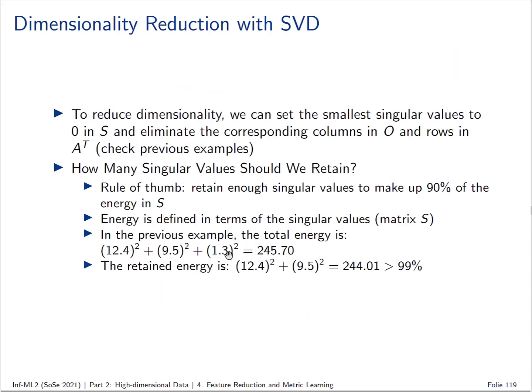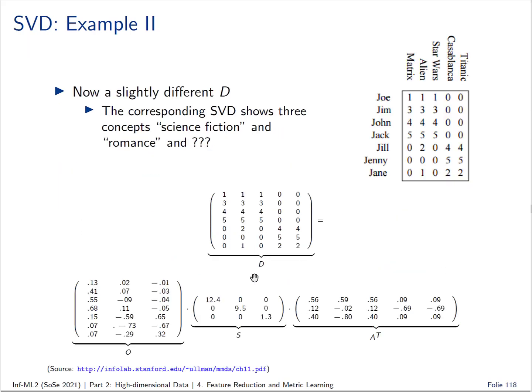And if we set this one to 0, we would keep only the first two, which is this one here. So the first two would already make more than 99% of the total energy of the singular values. So in that case, it is more than 80 to 90%. So we would be safe, as a rule of thumb, to keep only those two concepts in this data matrix.